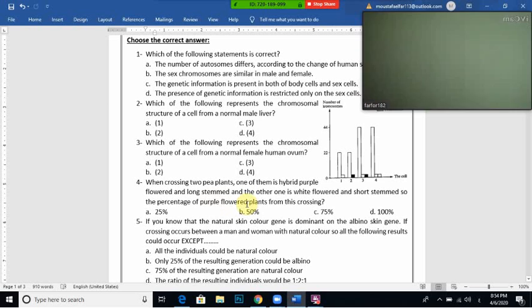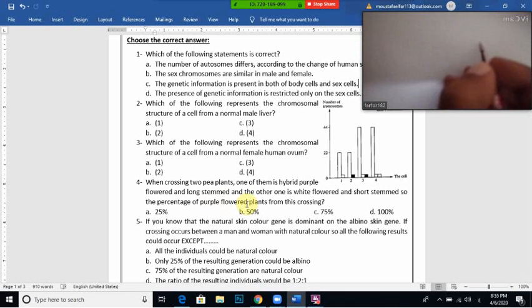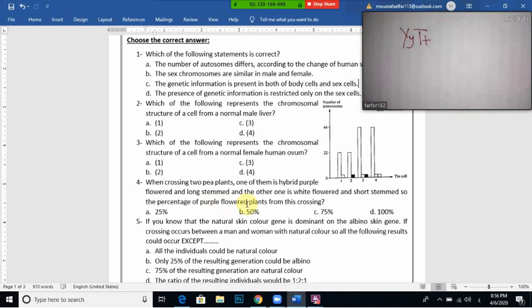So we will assume that the first individual, which is a hybrid purple flower plant, is Yy, and the hybrid long stem is Tt. So the first individual is Yy Tt, and the second one, which is a recessive individual carrying white flowers with short stem, will be yy tt.